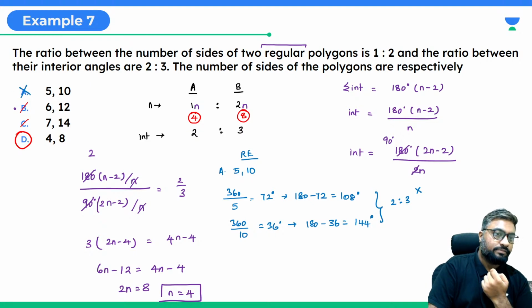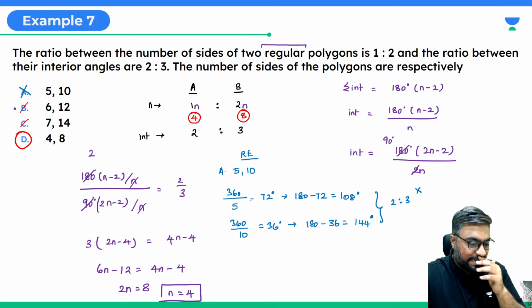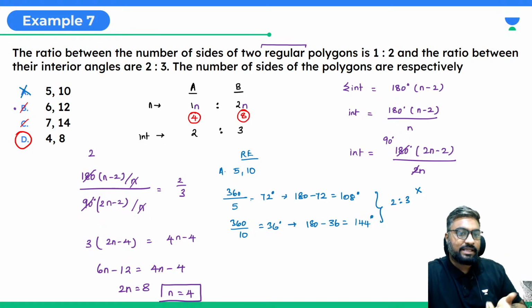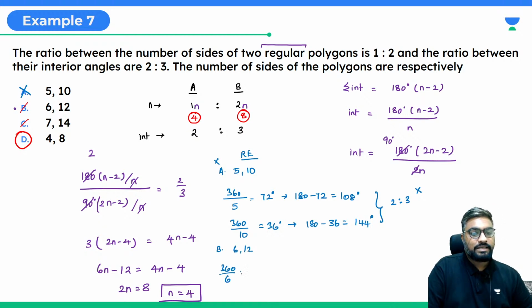Eliminate A. Is it making sense? This would be your alternative. It is lengthy, Priyanshu, definitely lengthy, it will take some time. So option A did not work out. People who said option B, 6, 12, same thing. 360 by 6 is 60 degrees. So the interior angle is going to be 180 minus 60, 120 degrees.